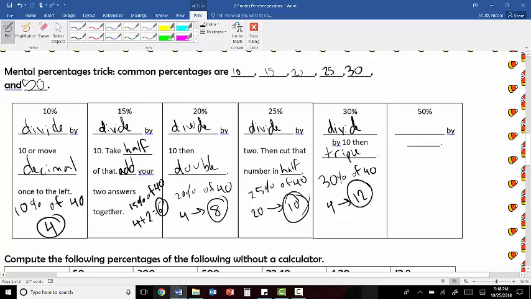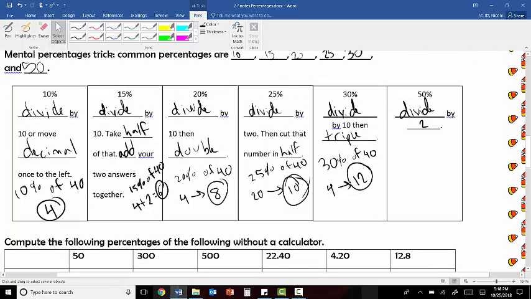And then last but not least, 50%, you're going to divide by just 2. I don't think we need to do an example because most people are fine with 50%. 50% means half, so you just split the number in half.